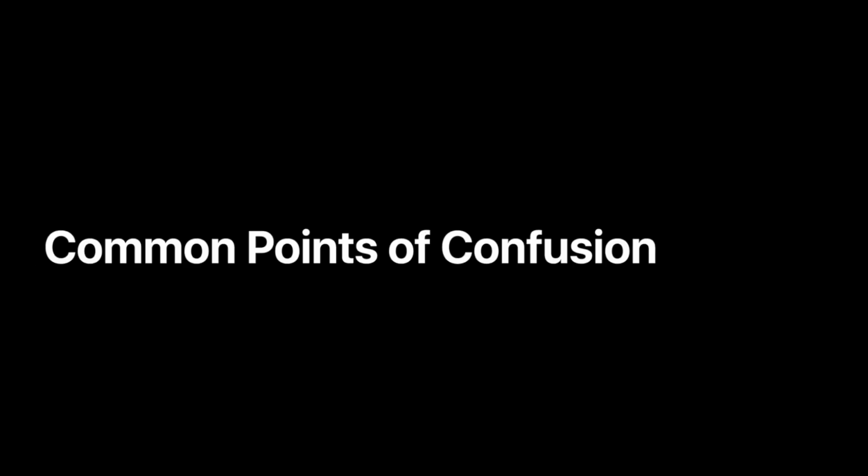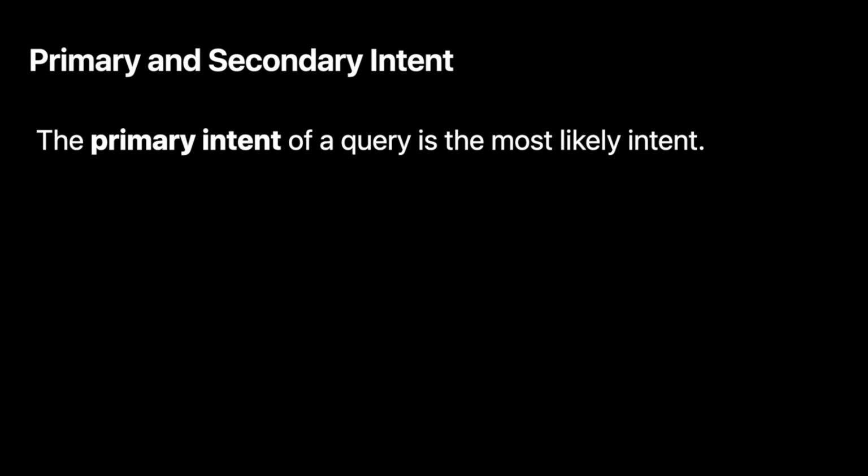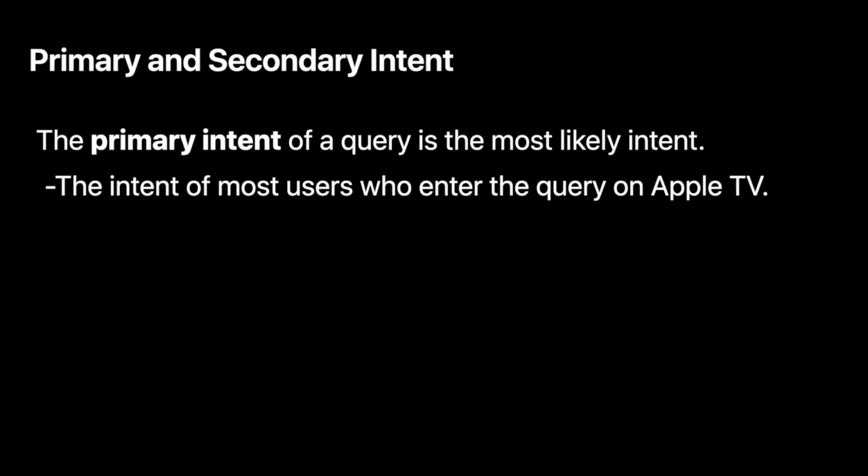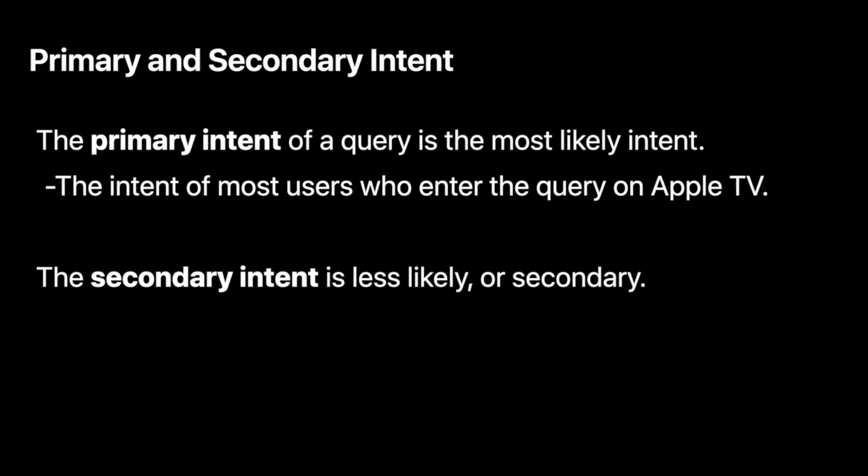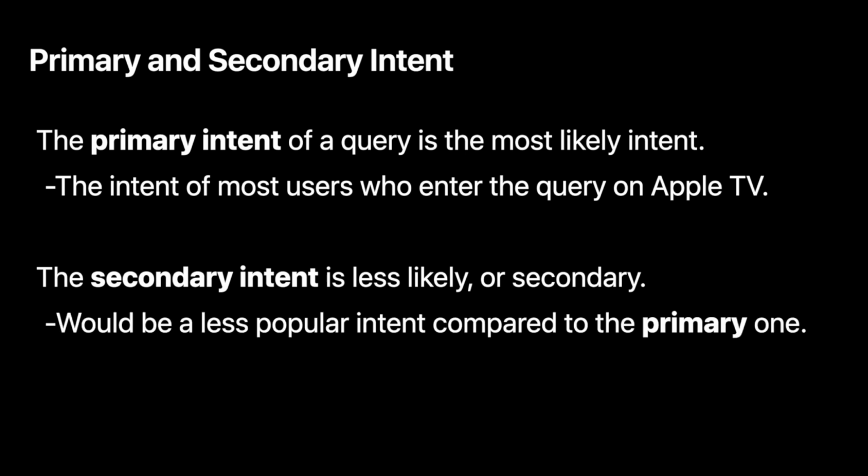Here are some common points of confusion. Figuring out the primary and secondary intent for a query is the first and most crucial step before rating. This will be key in making the right judgment on any result. The primary intent of a query is the most likely intent. It is the intent of most users who enter that query on Apple TV. A secondary intent, on the other hand, is less likely, or would be a less popular intent compared to a primary one.